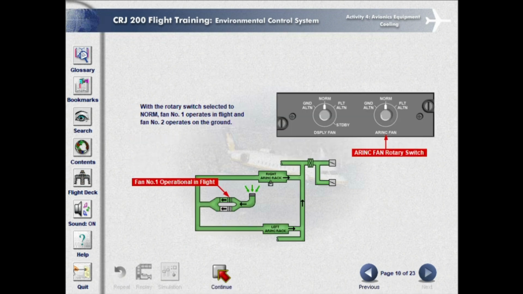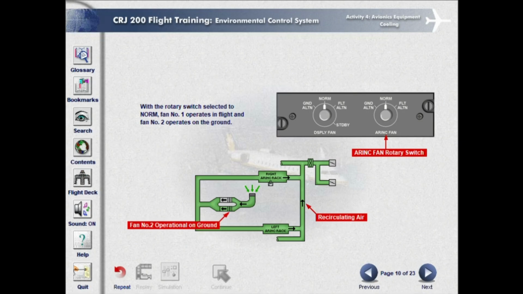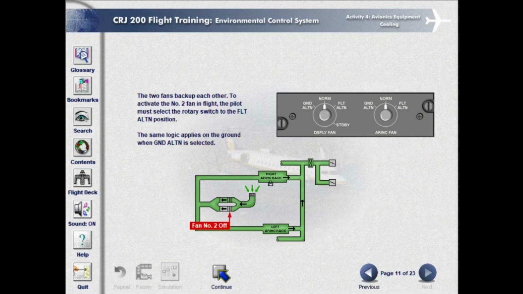With the rotary switch selected to normal, fan number 1 operates in flight, and fan number 2 operates on the ground. The 2 fans back up each other. To activate the number 2 fan in flight, the pilot must select the rotary switch to the Flight Alternate position. The same logic applies on the ground, when Ground Alternate is selected.